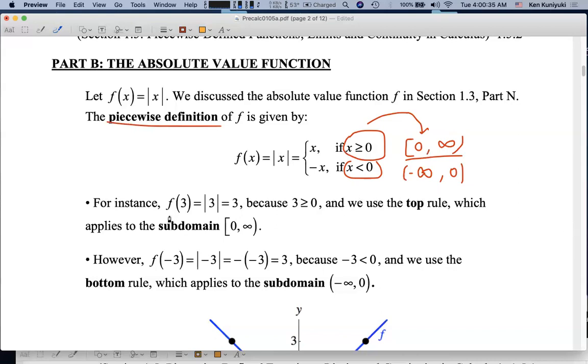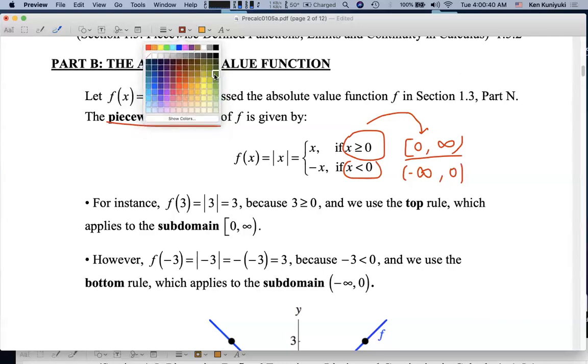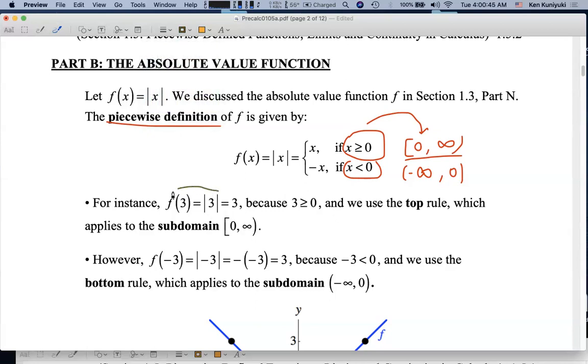So for example, how do we evaluate f of 3, or the absolute value of 3? Well, because 3 is a non-negative number, to calculate this, we would use the top rule, because x is non-negative. If x equals 3, x is non-negative, we apply the top rule. The absolute value of x is x. As far as x equals 3 is concerned, we totally ignore this bottom rule. The absolute value of 3 is just 3, because the absolute value of x is just x in this case.